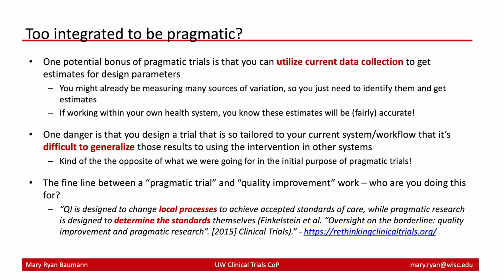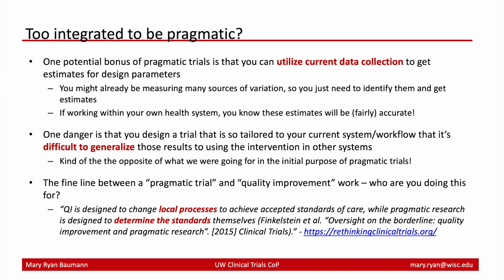Whereas in healthcare systems, we collect lots of EHR data. We can target that and use that information. So all you have to do is identify those sources of variation. And if you're working just within your own health system, you know that these estimates are going to be fairly accurate, provided that nothing major is going to change between when you get the data and when you actually implement the trial.